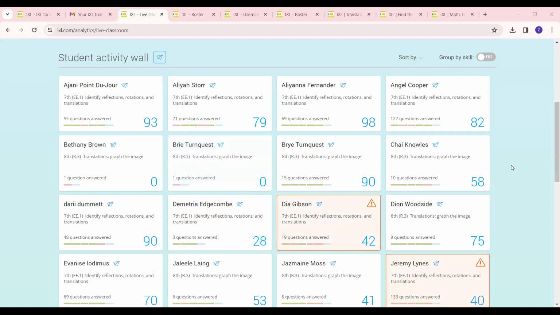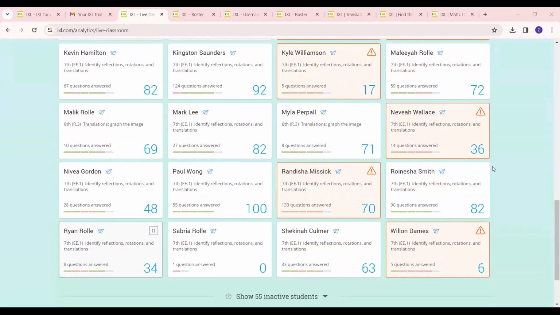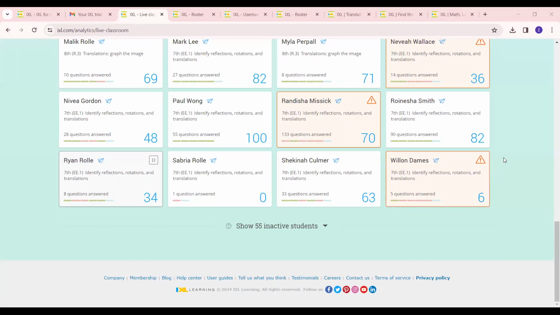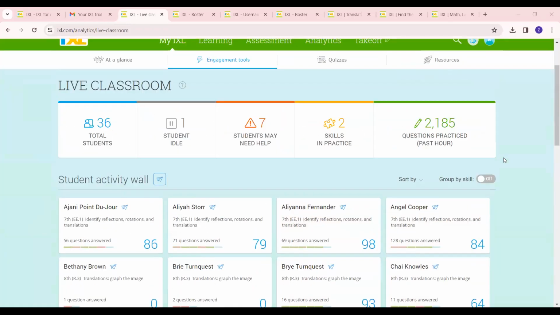Aliana, what's your smart score? 98. Don't get this last one wrong, because you know what they can do. Where's Angel? Angel, what's your smart score? Angel Cooper. 84. 84, good. And Udon Roll, where's Udon?